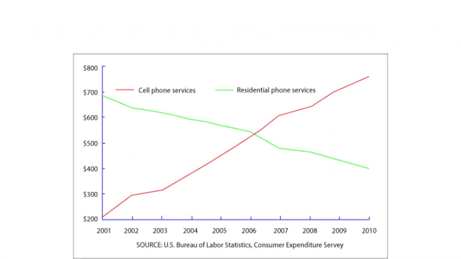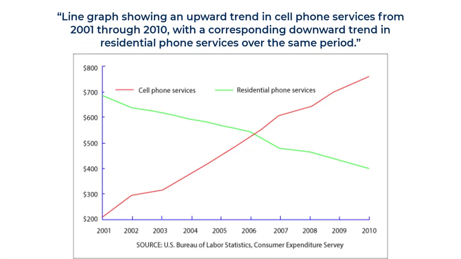For charts and graphs, often the best practice is to include the data table from which the image has been derived. Tables can be read by assistive technology, and you can simply write in the alt text, "refer to data table on this page for details." Alternatively, some graphs can be explained very simply. Alt text for this one can just read "line graph showing an upward trend in cell phone services from 2001 through 2010 with a corresponding downward trend in residential phone services over the same period."